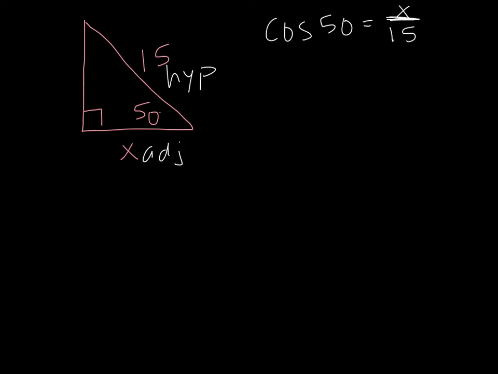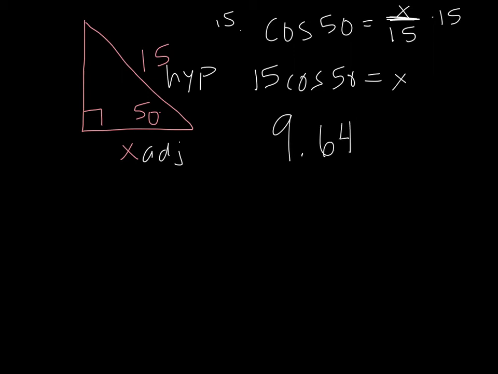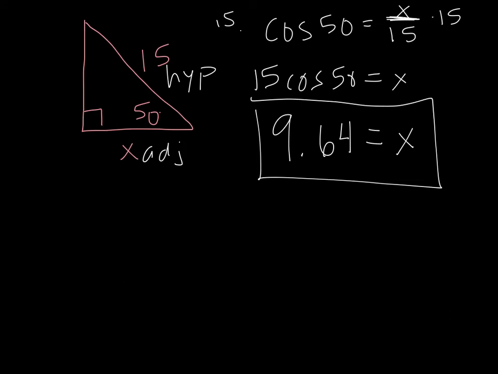You always want to get rid of this division. So the opposite of dividing would be multiplying. So 15 cosine 50 would be equal to x. Type that into your handy dandy calculator. I'm doing so right now. It would be 9.64 equals x. Again, if you did not do that correctly, make sure you tell me what you did wrong.